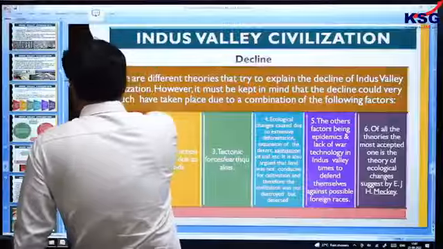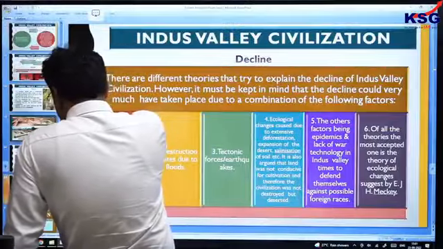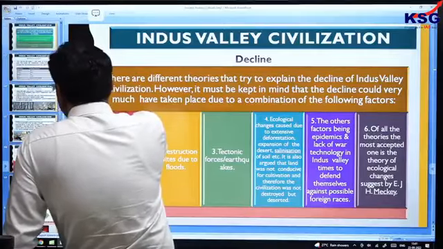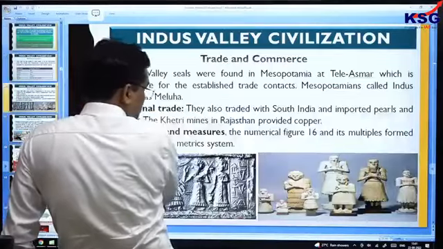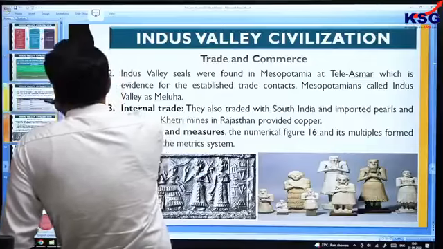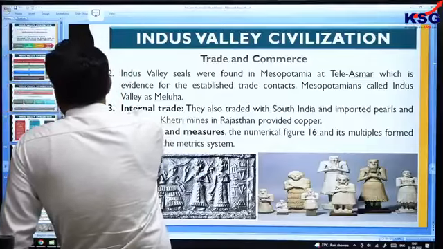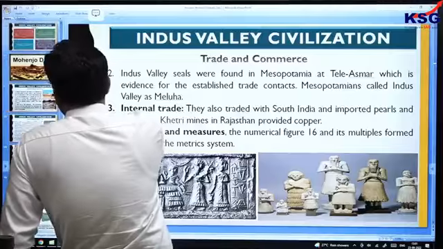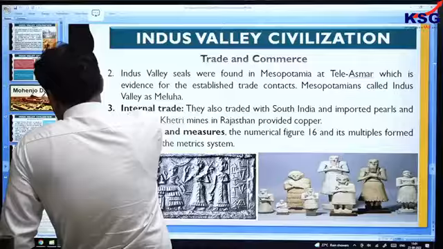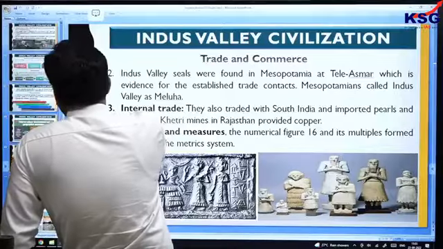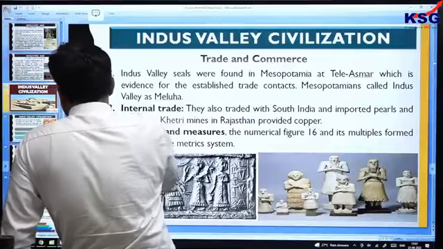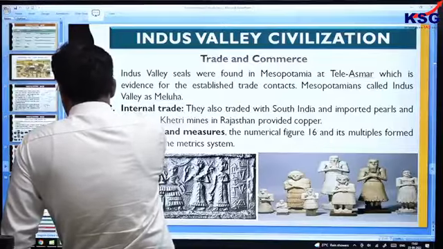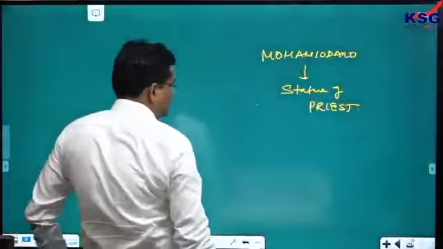So we have so many examples related to the priest and the structure of the priest. A statue of the priest is a very unique finding of the Harappan civilization.